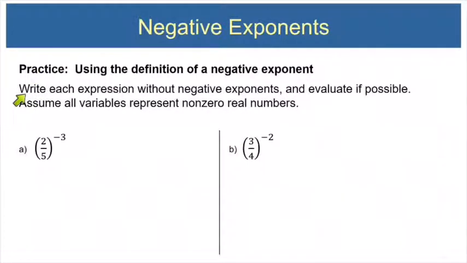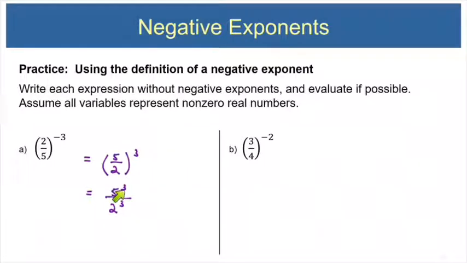The instructions here say write each expression without negative exponents and evaluate if possible. And our first expression is 2/5 to the negative third power. So we just learned on the last slide that we can restate this with a positive exponent if we just do a reciprocal on the base. So this is going to be 5/2 to the positive third power. And now we can use our power rule number 3, and we can apply this outside exponent to both the top and the bottom. So that's going to give us 5 to the third over 2 to the third.